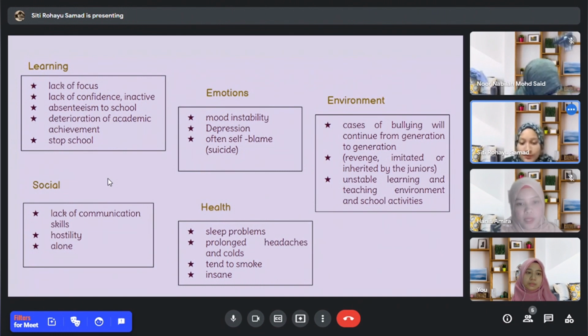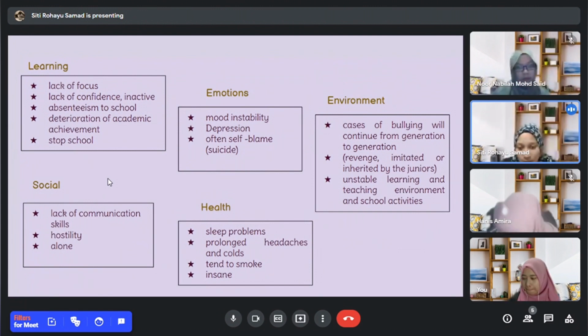And these cases also affect the health of the students. Like they will have sleep problems, such as can't sleep at night, and then prolonged headaches and colds. And these students will tend to smoke because maybe for them, smoking is the best way to release their stress or depression. And the last one is that the student will become crazy or insane because of the a lot of depression they have, and so on.